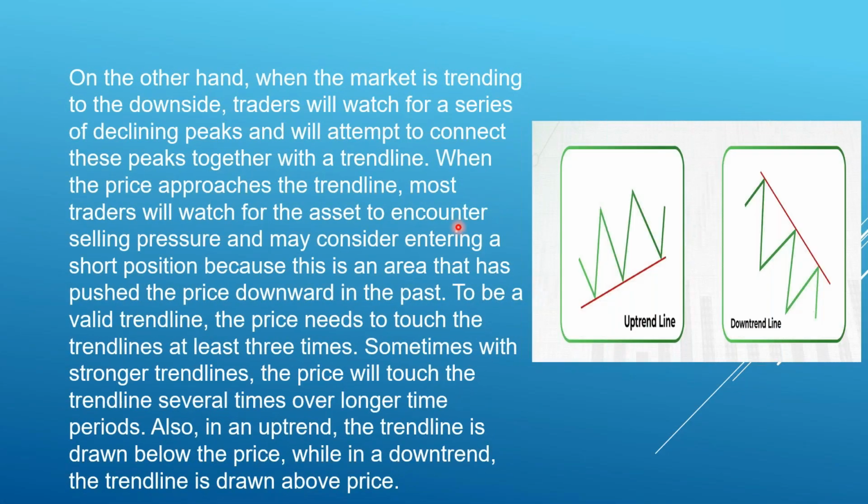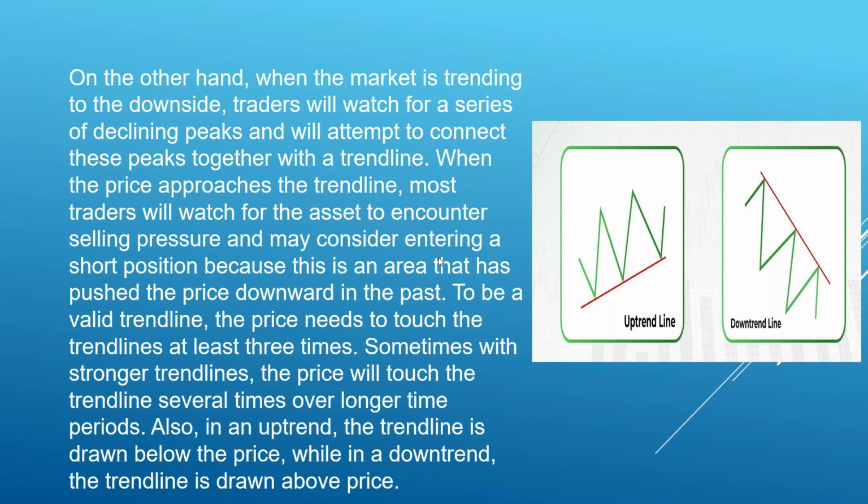Okay. So on the other hand, when the market is trending to the downside, traders will watch for a series of declining peaks, lower lows, lower highs, sorry, and will attempt to connect these highs together with the trend lines. When the price approaches the trend line, most traders will watch for the asset to encounter selling pressure. And so to be a valid trend line, the price needs to touch the trend line at least twice. Okay, or sometimes it's 3 times. I say 2 times is enough, but if you wait 3 times, it will be a confirmation.